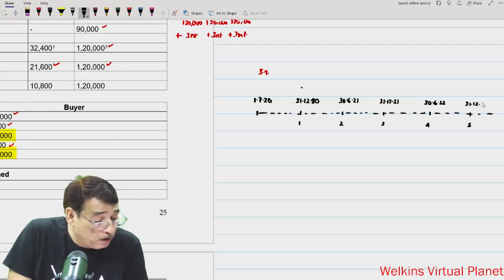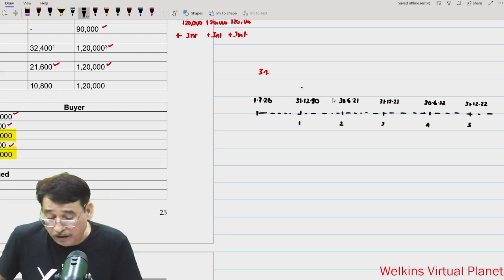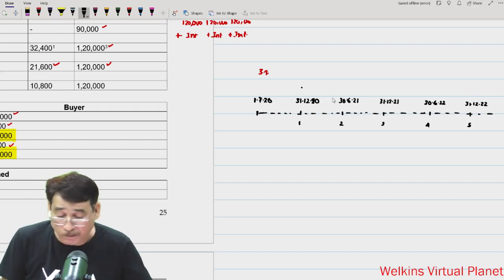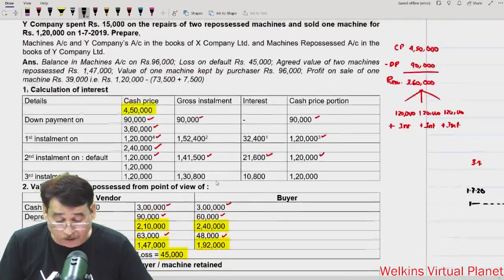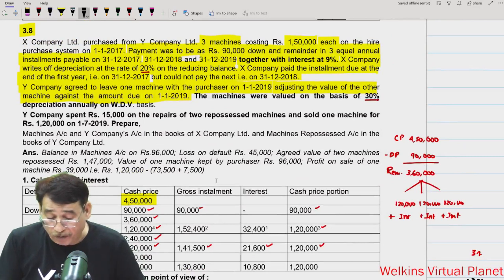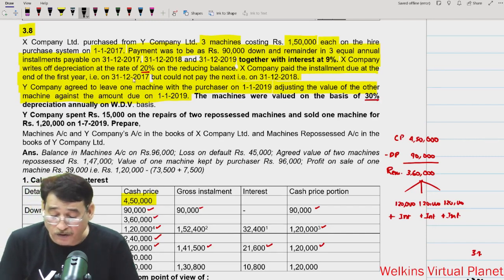31st of 12, 2022. Correct? And in this question, we haven't yet noted down one important aspect. Sometimes the question actually gives an accounting date. I think in this question some accounting date was also given. Let me have a look over this. When accounts are prepared, is anything given in this particular question? So nothing is given in this question.